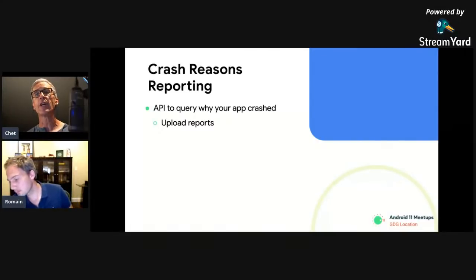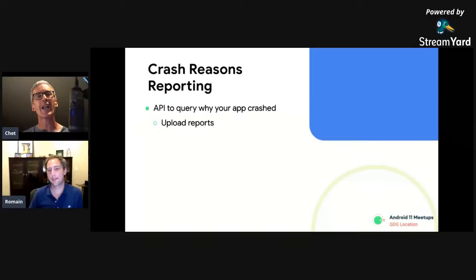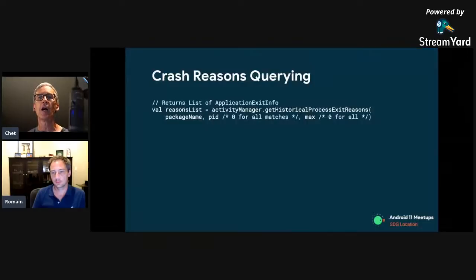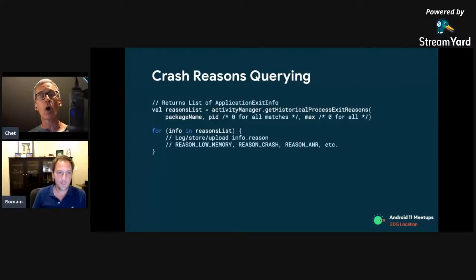And so what we've done is we've made it easier for you to detect what actually happened in the field. So there's an API to find out what happened to your application, and then you can upload that to your server and take a look at it and see what is going on. So you can get historical process exit reasons, and then walk through those reasons, a collection of information that we give you, and find out, did I run out of memory?